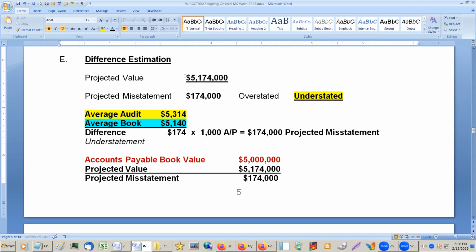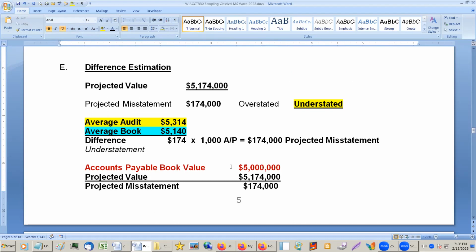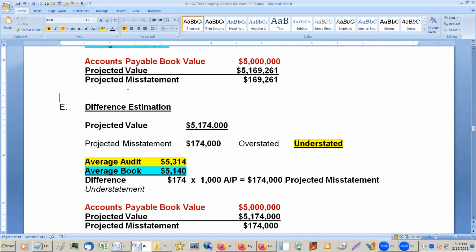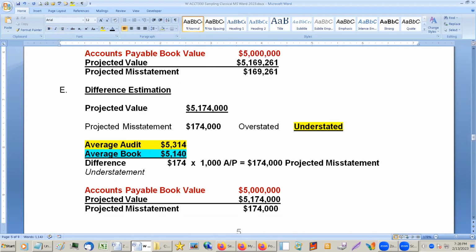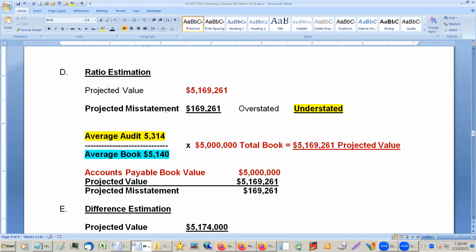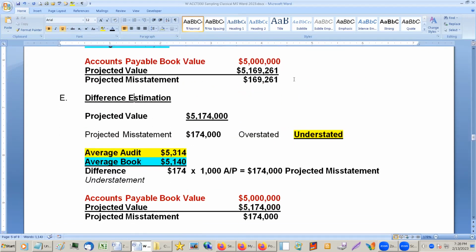I don't know that I've ever done one of these when I was doing auditing. I don't think I ever did a difference estimation. It could definitely come about. It's kind of like the difference between this and the ratio. Difference estimation says no matter what the size of the account, it's going to be off by the same amount. So in this case, $174. A $1 account's going to be off by 174. A $20,000 account's going to be off by 174. They're all going to be off by the same amount.